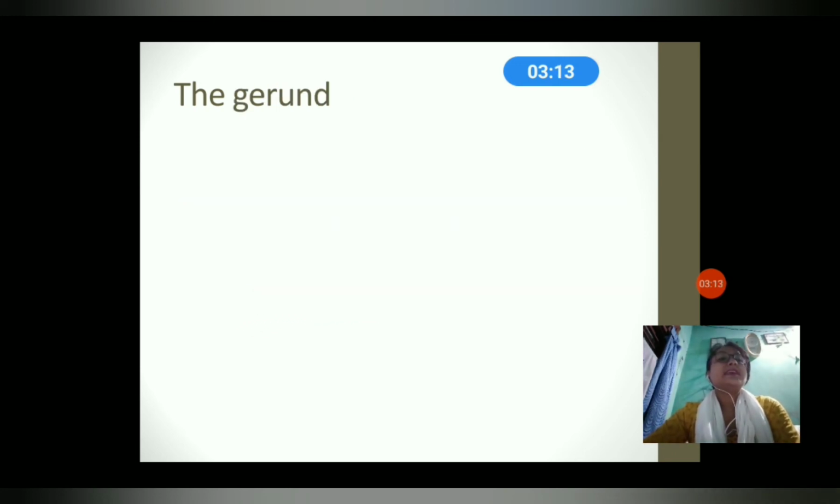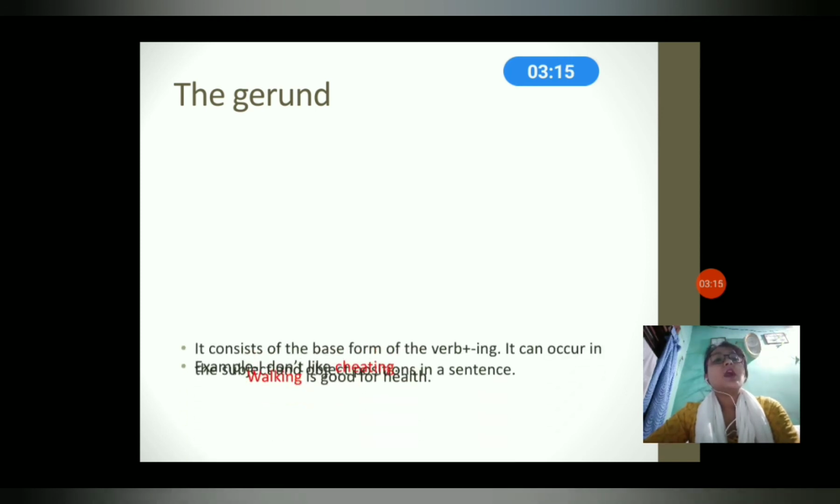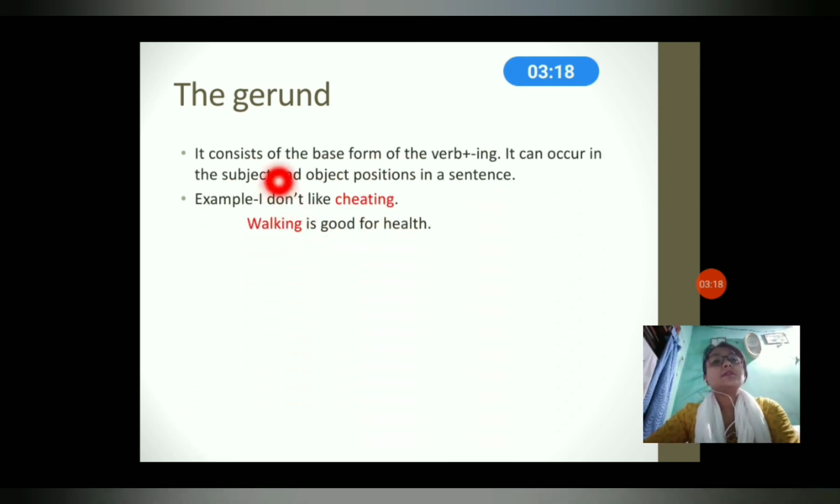So what is a gerund? A gerund consists of the base form of the verb plus ing, and it occurs in the subject and also in the object position. You can see I don't like cheating. So cheat is the base form of the verb plus ing, and it is in the object position. In the sentence walking is good for health, walking is in the subject position. Similarly, you can say smoking is injurious to health.